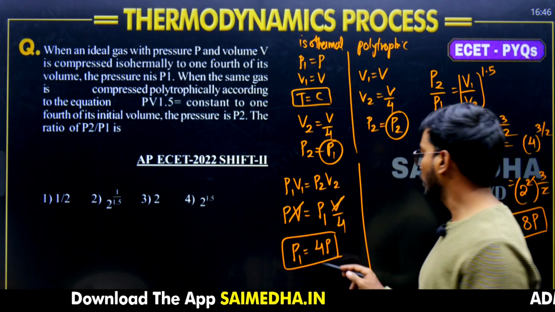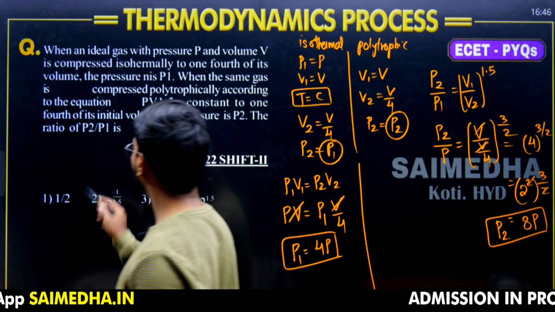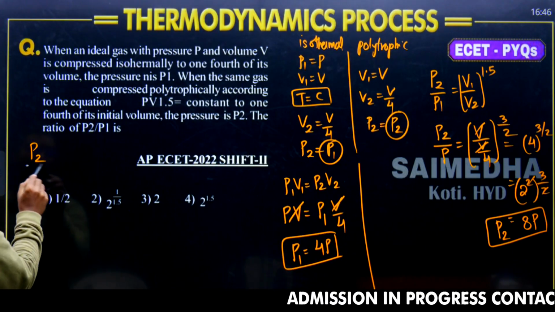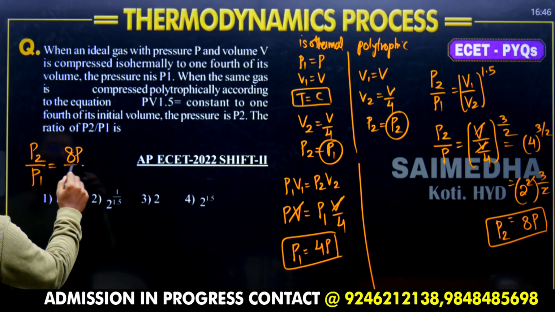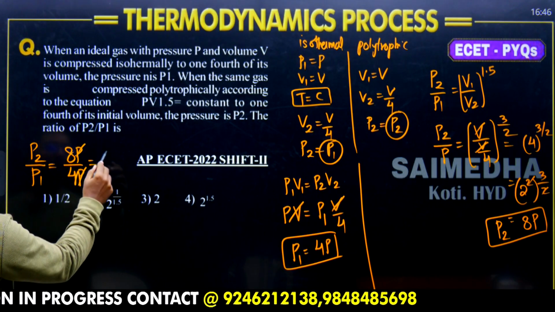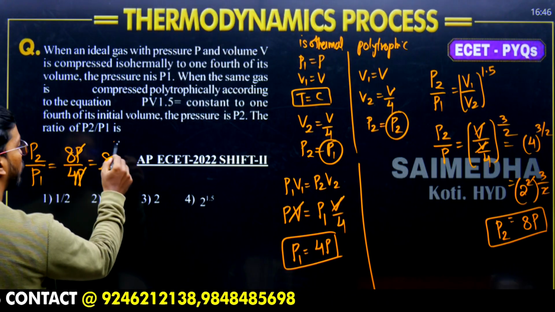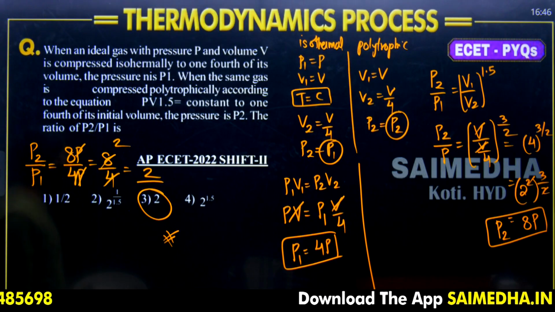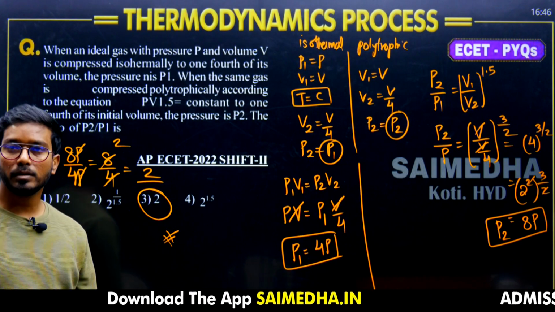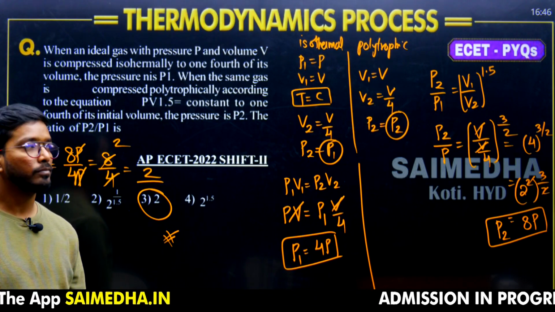What is P1? 4P, P2 is 8P. The question asked is P2 by P1. So P2 divided by P1 is equal to 8P divided by 4P, P and P cancel, 8 by 4, that is 2. What is the final answer now? 2 is going to become your final answer. Go through it. Very interesting question and important too.